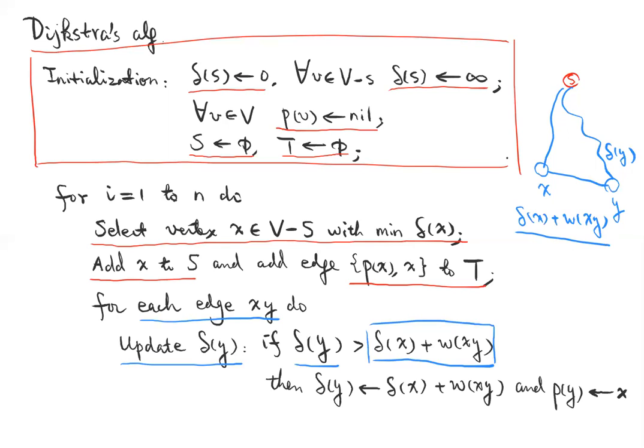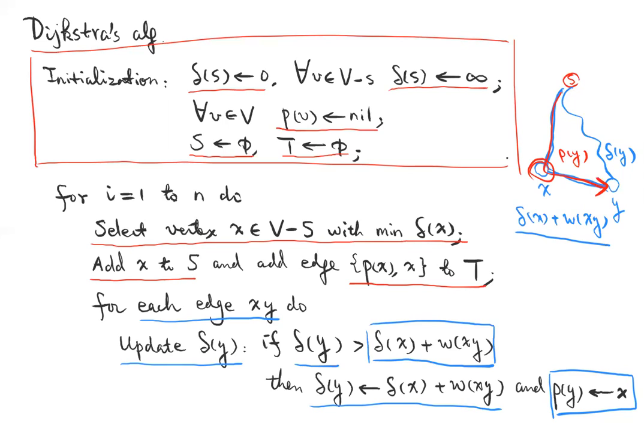So the smaller one is better. If this one is better, then the distance upper bound will be reduced to the length of this path. That's exactly what happens. So we update the distance upper bound. And finally, this one indicates where the path comes from. If it's updated, that means we're using this path. That's why the parent of y will be this vertex. So we update it. That's what happens inside the algorithm.